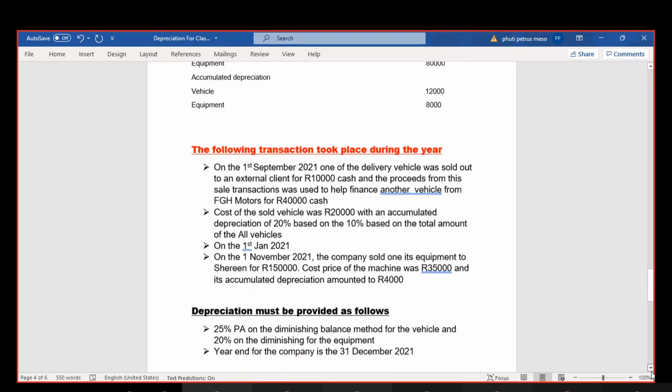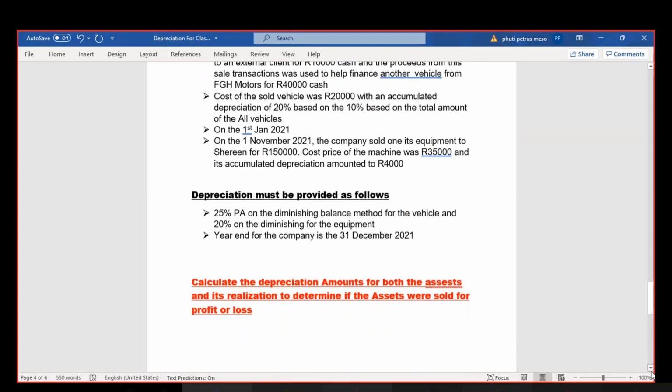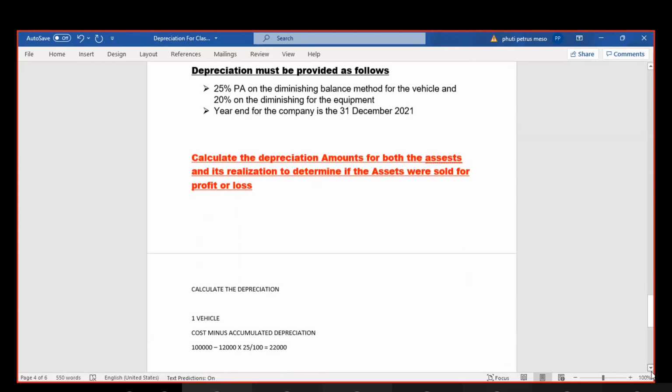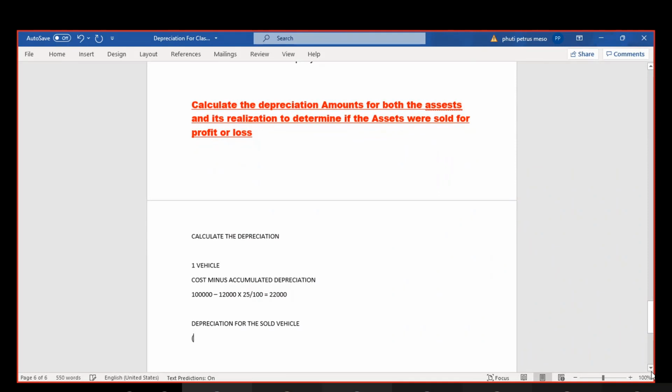So this is what you're going to do. You're going to say your accumulated depreciation. Remember, we are using the reducing balance method. They say that we need to use 100,000 rand multiplied by 10% to get to our accumulated depreciation. So you're going to say, I think it's 10,000 rand.